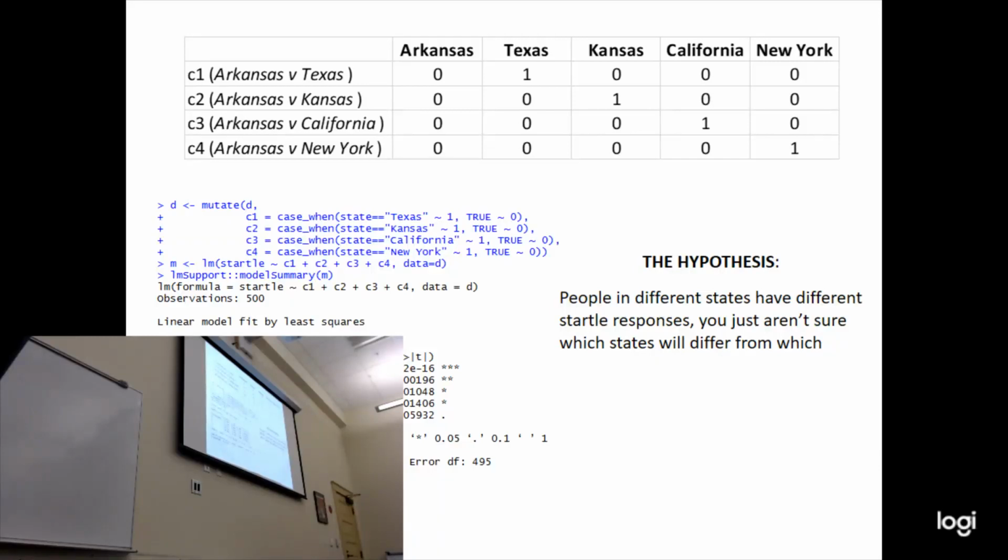I also talked about this type of contrast called Helmert contrasts. So the way Helmert contrasts work is you compare Arkansas to the average of the other 4, then Texas to the average of the other 3, then Kansas to the average of the other 2, and so on. There are a lot of different ways that I could test this hypothesis, right? This hypothesis is vague.